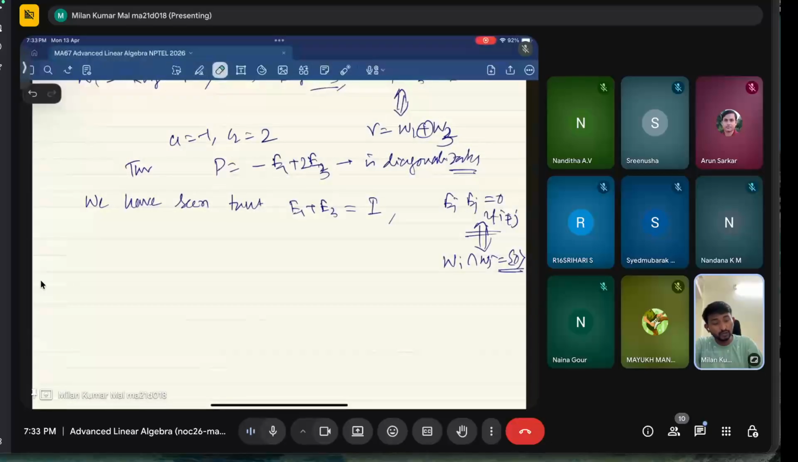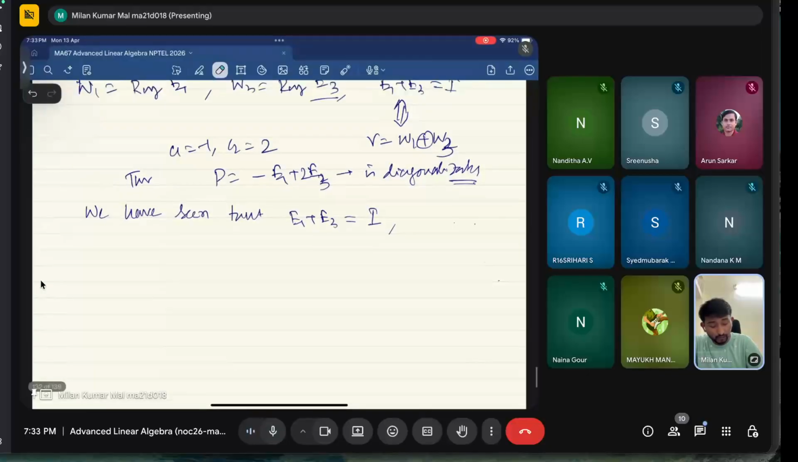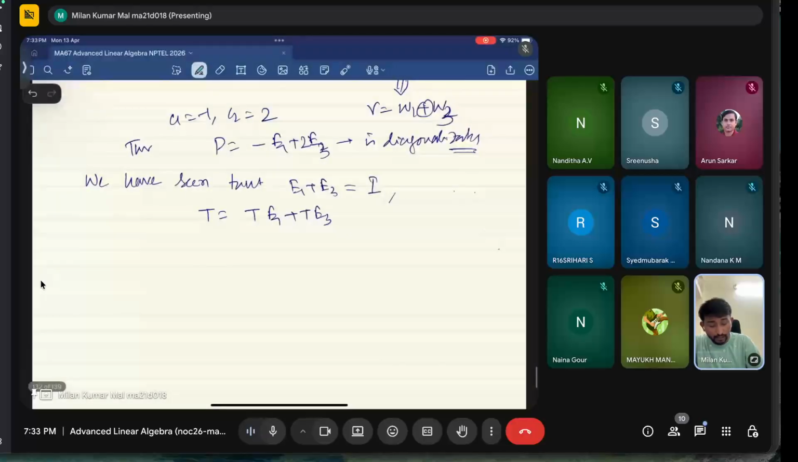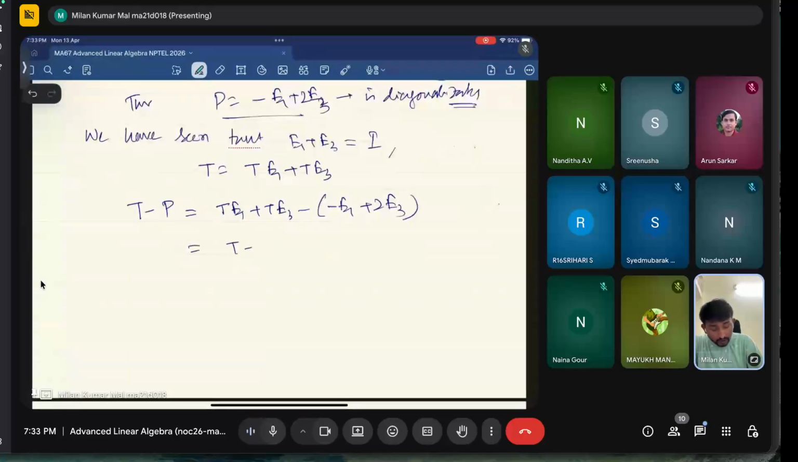And Ei squared equals Ei, that means Ei is actually an orthogonal projection on some subspace, and that is the Wi. As we have this fact and T is the given operator, then we can write T equals T of E1 plus T of E3, right? And we have obtained what P is here. Now let's obtain T minus P, that is T of E1 plus T of E3 minus (E1 plus 2 of E3). Here E1, E2, E3, T all are operators, right? So (T plus identity) E1 plus (T minus 2I) E3, we have this one.